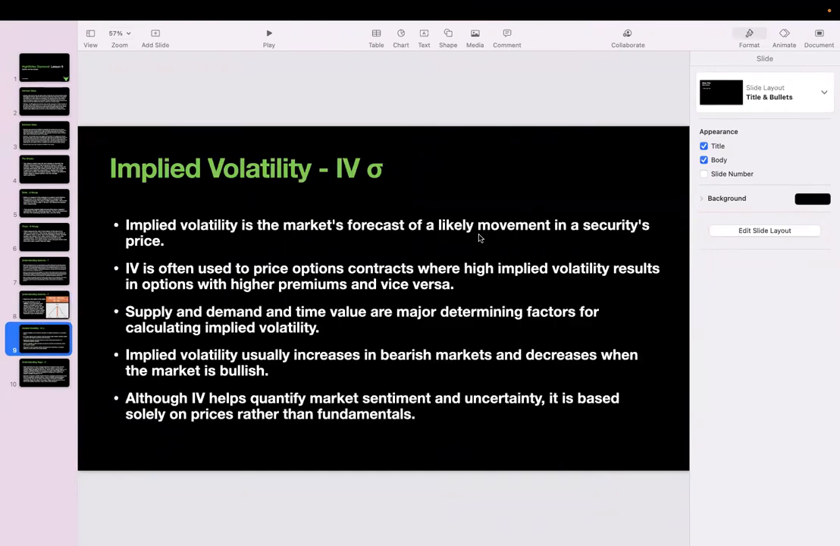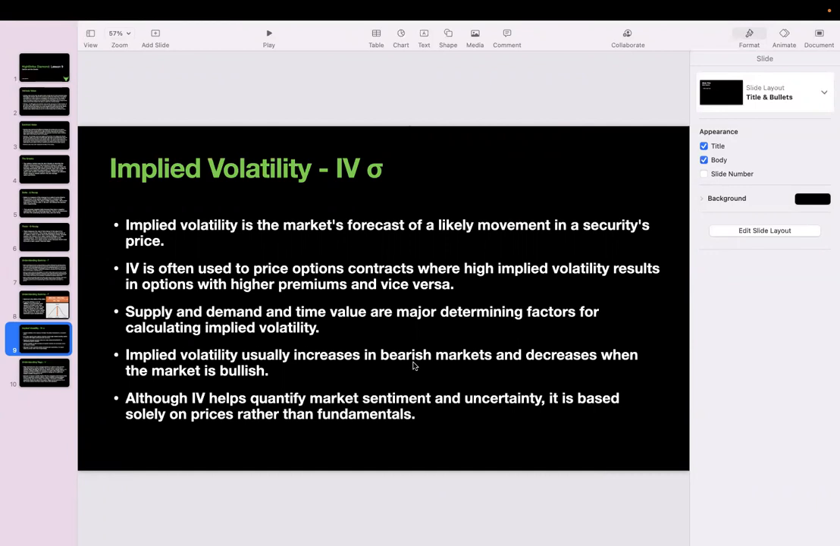So implied volatility is the market's forecast of a likely movement in a security's price. IV is often used to price options contracts where high implied volatility results in options with higher premiums and vice versa. Supply and demand and time value are major determining factors for calculating implied volatility. Implied volatility usually increases in bearish markets and decreases when the market is bullish. Although IV helps quantify market sentiment and uncertainty, it is based solely on price rather than fundamentals, right? So implied volatility right here says it usually increases in bearish markets, which is definitely the case right now.